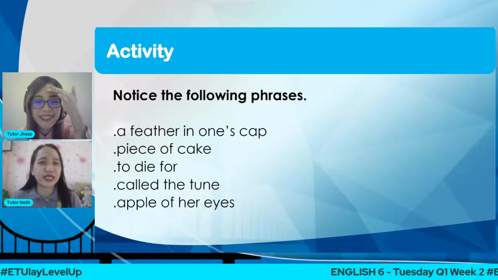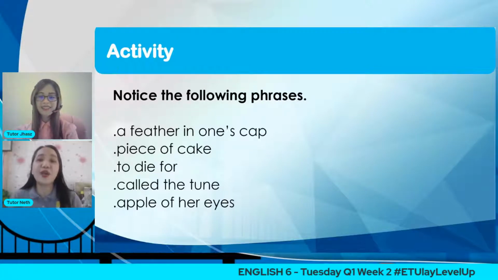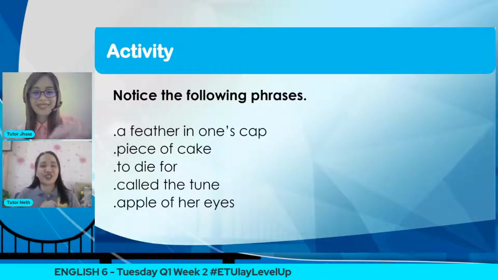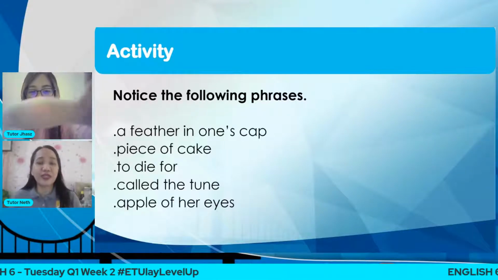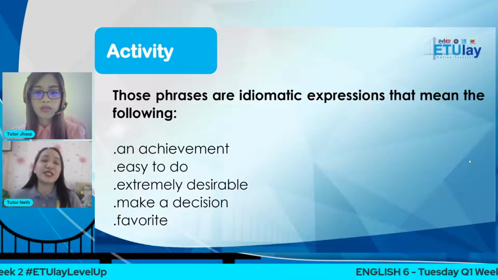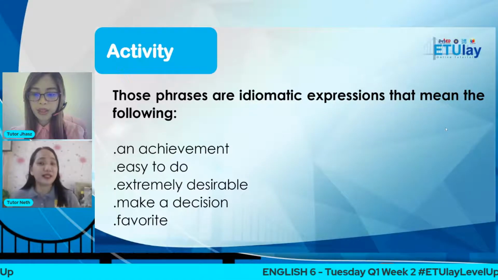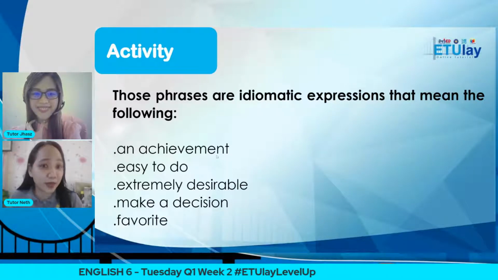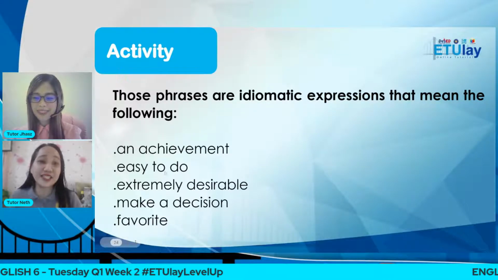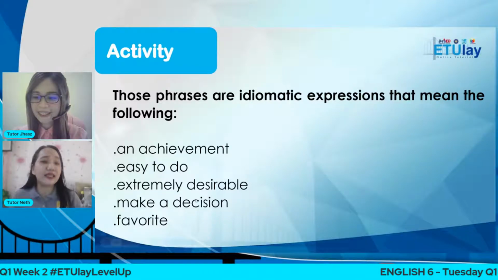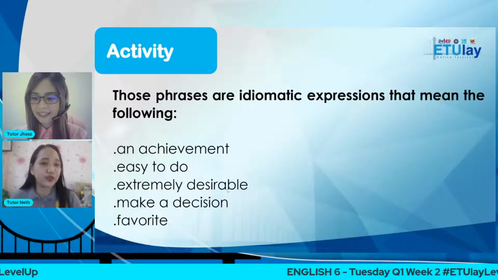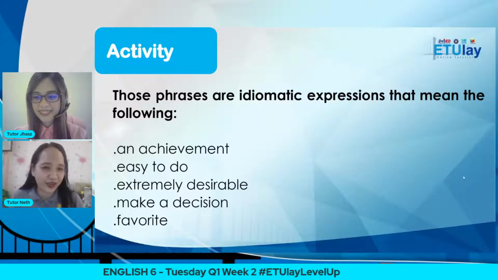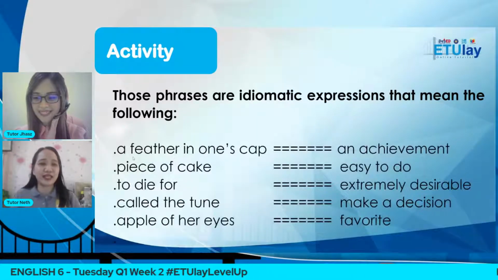So, ano ba itong mga phrases na to? These phrases are what we call what? Idiomatic expressions. That means the following. Ito yung mga meaning nung sinabi nating idiomatic expression. So, kanina sabi natin, an achievement. Okay? It is easy to do for a piece of cake, and extremely desirable, make a decision, and your favorite. Ayan. So, ito yan na.